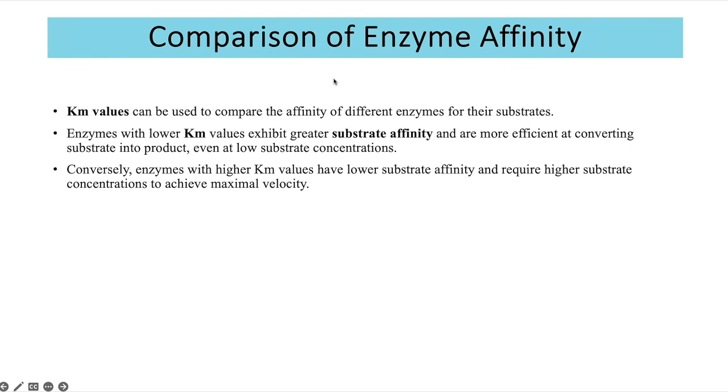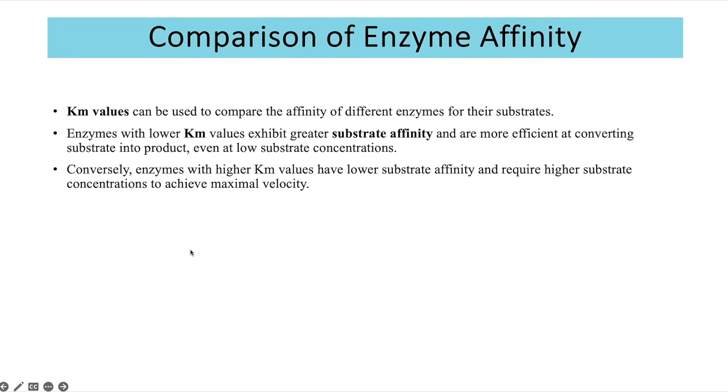Lastly, we have a look at this comparison of enzyme affinity. Km values can be used to compare the affinity of different enzymes for their substrates. Enzymes with lower Km values exhibit greater substrate affinity and are more efficient at converting substrate into product, even at low substrate concentrations. Conversely, enzymes with higher Km values have lower substrate affinity and require higher substrate concentrations to achieve maximal velocity.